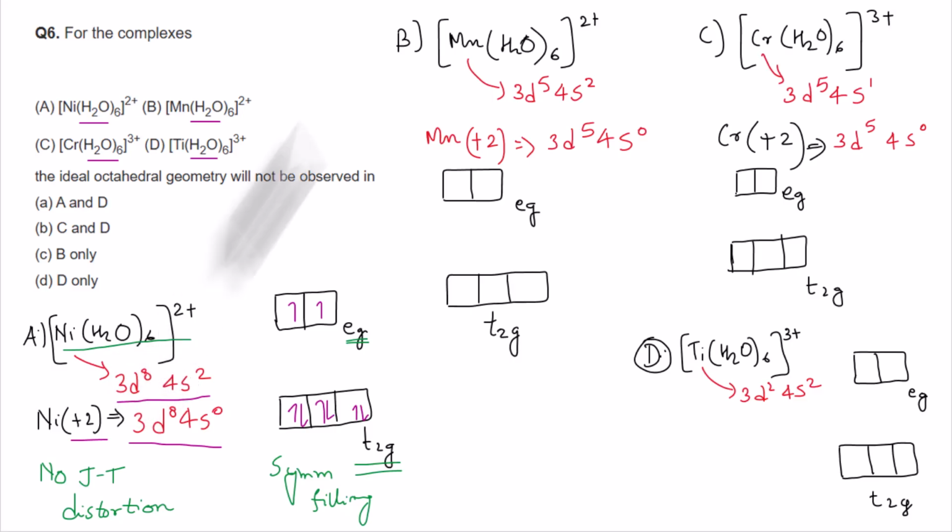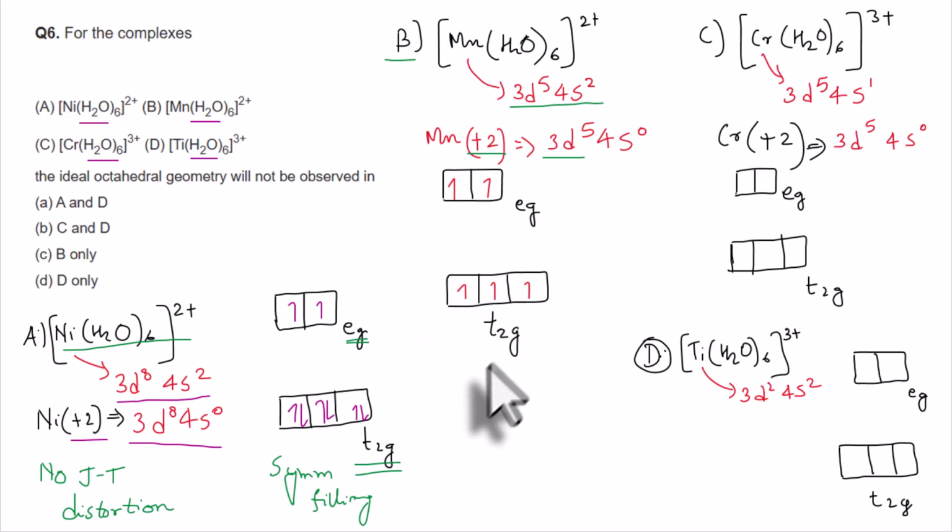Then we move on to the second option, B. B has a manganese complex. Manganese in the ground state has 3d5 4s2 valence electronic configuration, and in the +2 oxidation state it has 3d5 electrons. Now we have to arrange these electrons in the T2G and EG orbitals. They are arranged without pairing, so 1 electron in each orbital, 3 in T2G and 2 in EG.